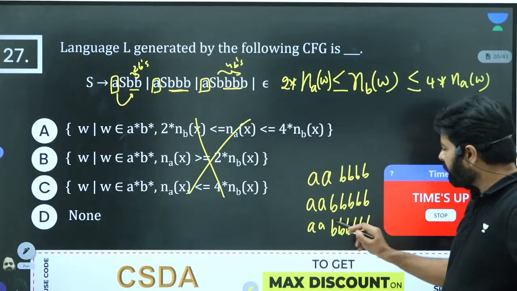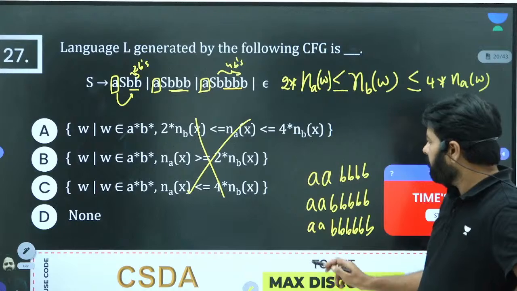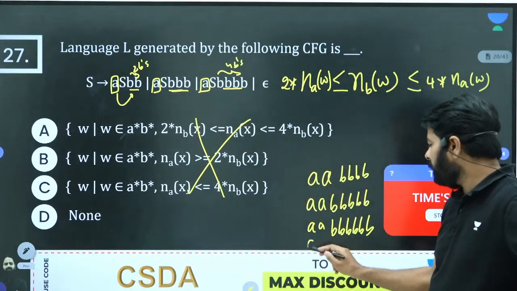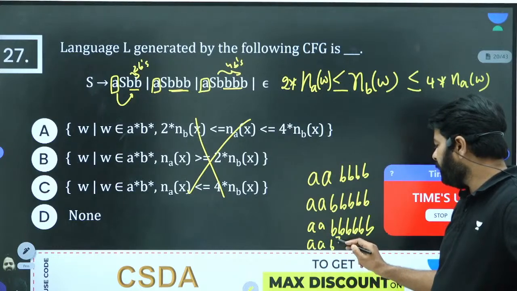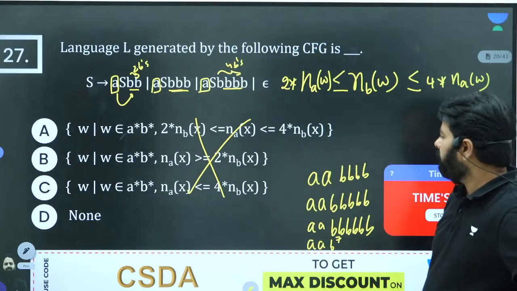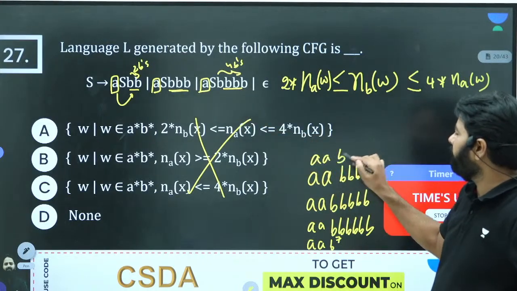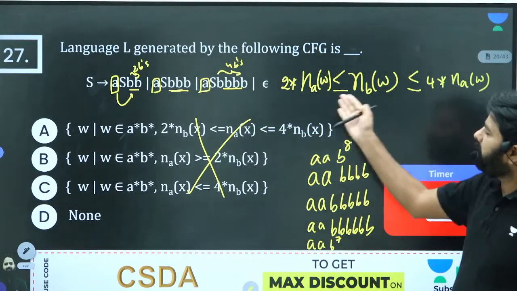Of course S is there, at the end we'll put epsilon here. If I take this once, then 3 plus 4, 7. So B power 7, correct? And with double A, if I take this twice, then I will have B power 8. So this condition is going to match.